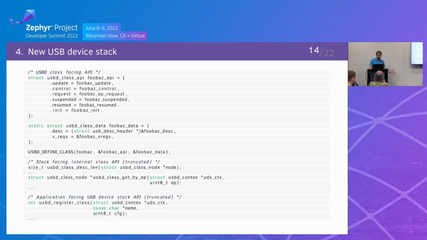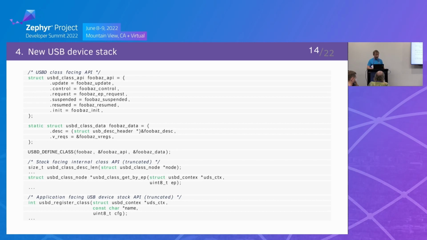events. So here's an example from the class code. It's a simple API that the USB class faces, and every class has to use this USB define class macro, where the first argument is the name of the class, followed by a pointer to the API and data structures.